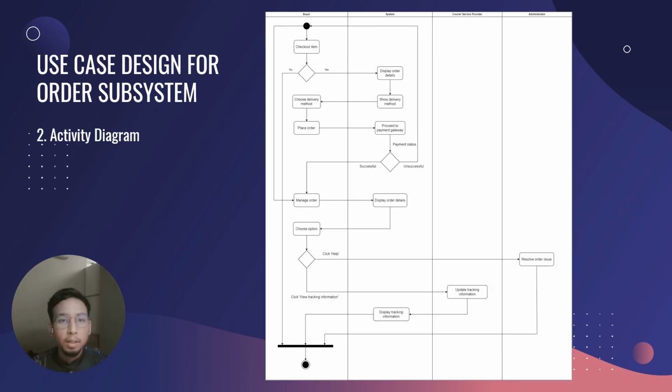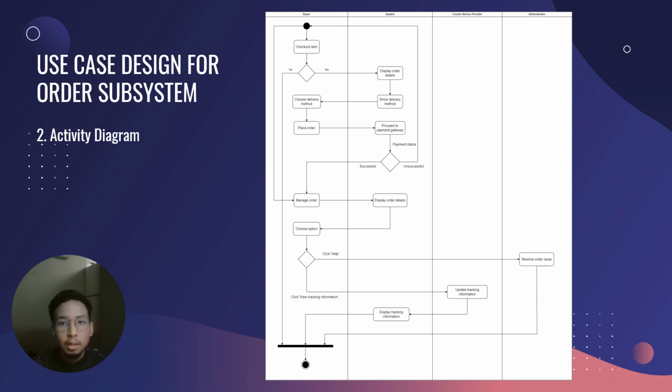The activity diagram begins when the user checks out the item. The order details are then displayed. The user then chooses the delivery method and places the order. Next, the process is repeated depending on the payment status.